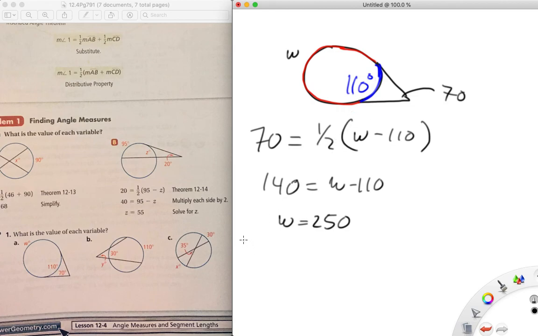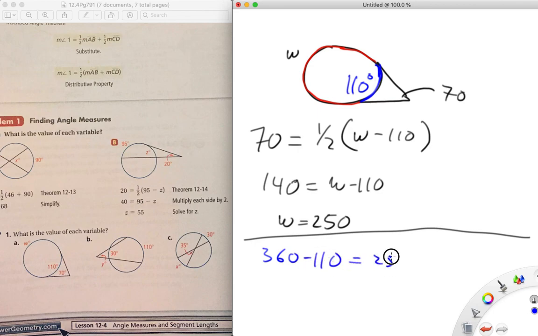There's another way to do it. Since these are tangent lines, and they meet right here, we know that a complete rotation of a circle is 360 degrees. So what I can do is subtract 360 minus 110, and that actually equals 250 as well. So that's one way to get that number as well. Only works when you have case number 3 when they're both tangent lines. It doesn't work when they're secant lines, or one tangent or one secant. Then you get a different scenario.